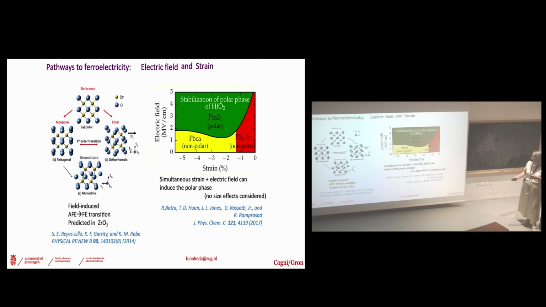And in this paper, for example, they claim that no size effects are considered, so they don't include any surface energy in these calculations. So there are many different strategies that you can use to stabilize the polar phase, but the general principle is to get something intermediate between the tetragonal phase and the orthorhombic phase, avoiding the monoclinic phase. Okay?